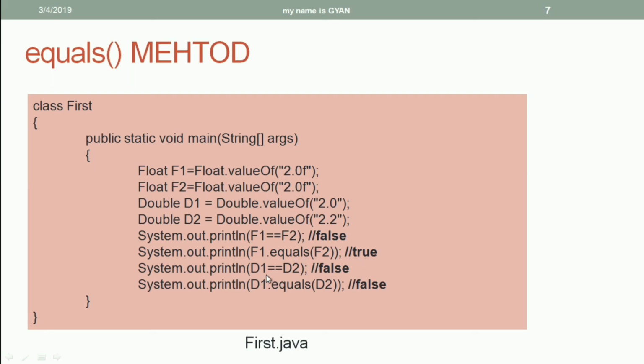In this case we are comparing the references d1 and d2. Of course their references are different. That's why in this case the double equals operator will return false. And then we are calling the method equals by using the reference variable d1 with d2 as its argument. In this case also the equals method will return false because their contents are not the same, they are different.